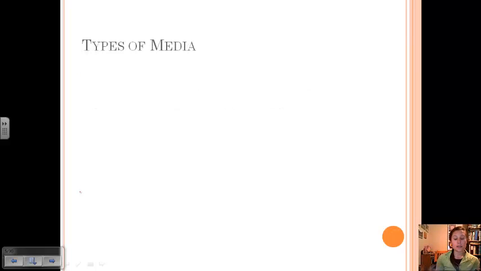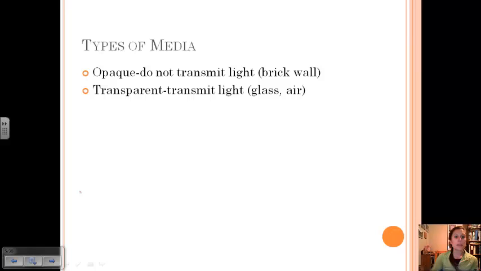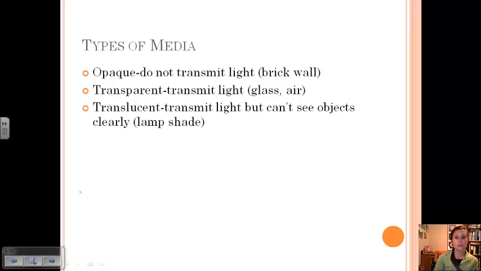Well, there are also lots of types of media that light can transfer through or reflect off of. Things that are opaque don't transmit light at all. So like a brick wall, a very good example of something that won't transmit light. Something that's transparent will completely transmit light. So air, glass, anything that's pretty much completely clear, you look through it and it's not distorting your view.